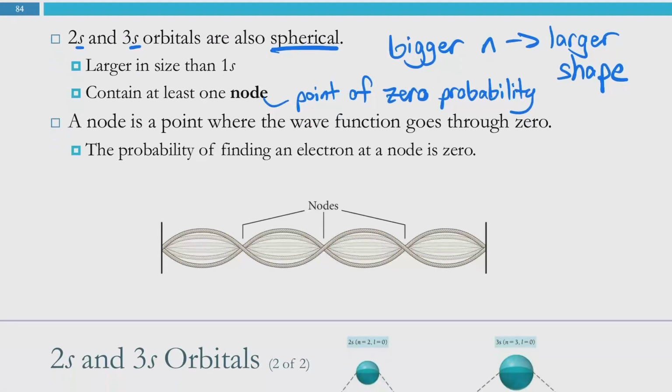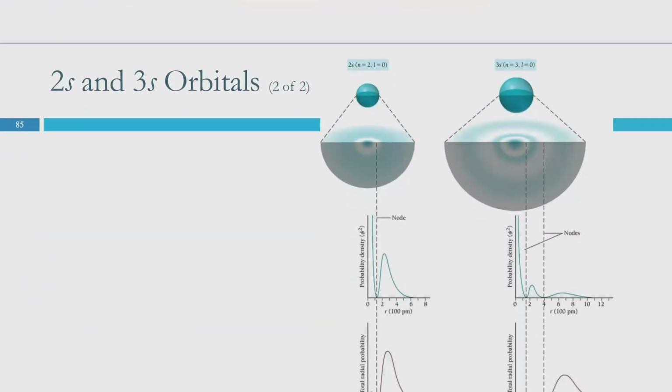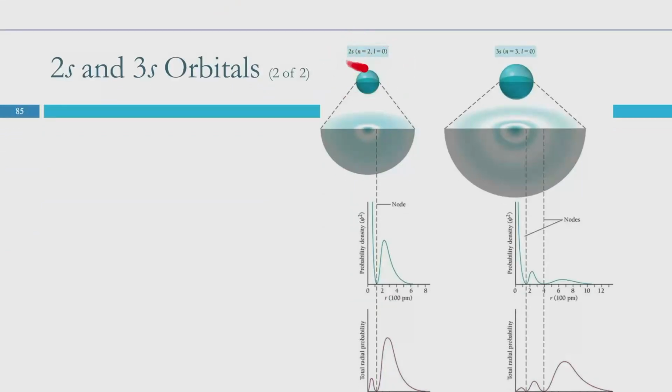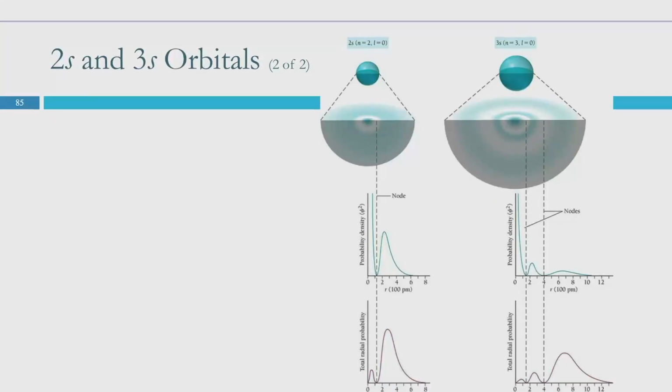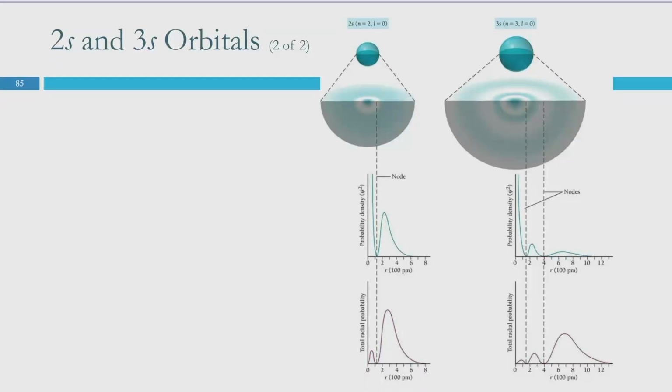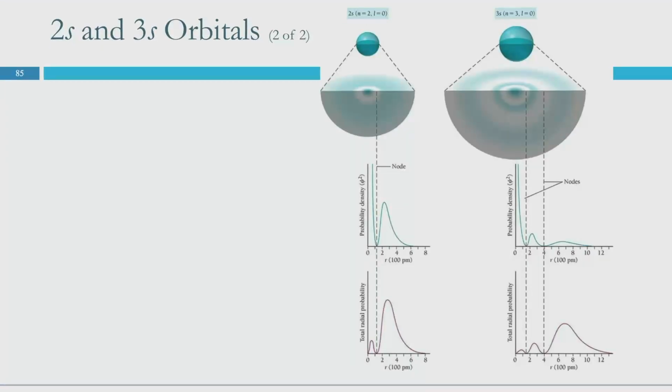And here's what they look like with little cutouts. So our 2s and our 3s, these white spots are where we do not find the electron. And we've also got our probability density and radial probability graphs, same idea as what we were looking at before. And we can see for our n equals 2 s orbital, we've got our node here where our probability is 0. For our 3s, we've got 2 nodes, and they show up here and here.